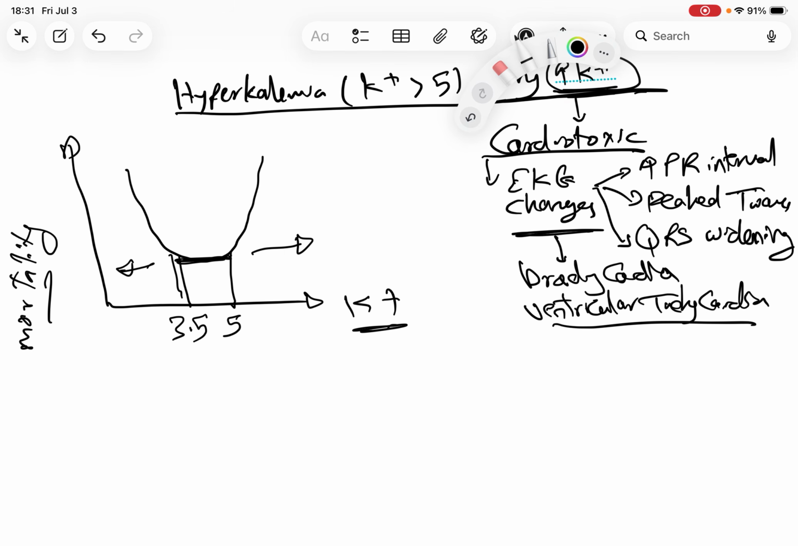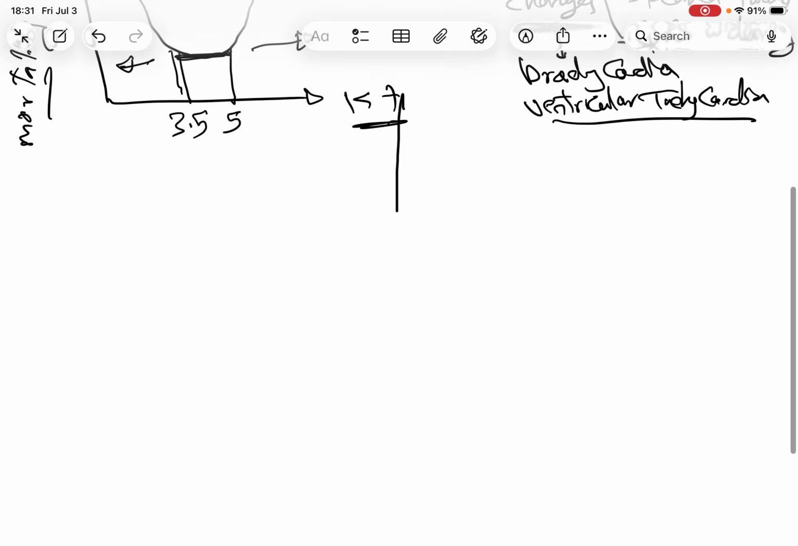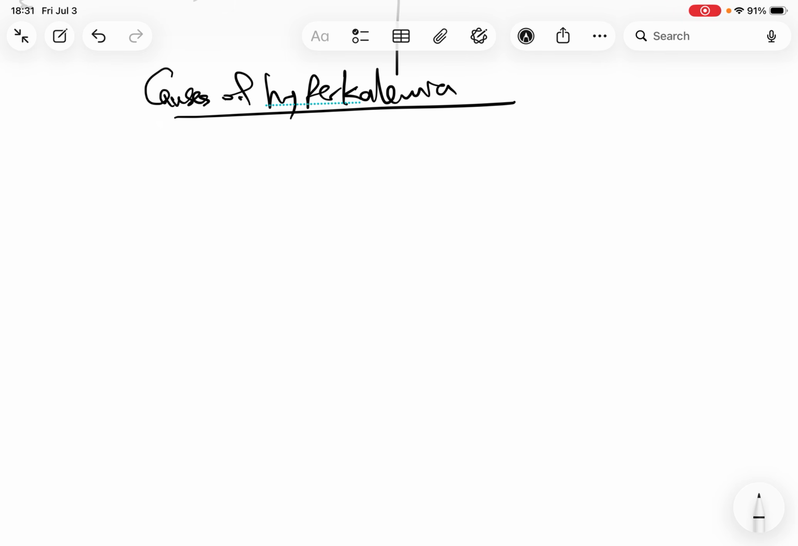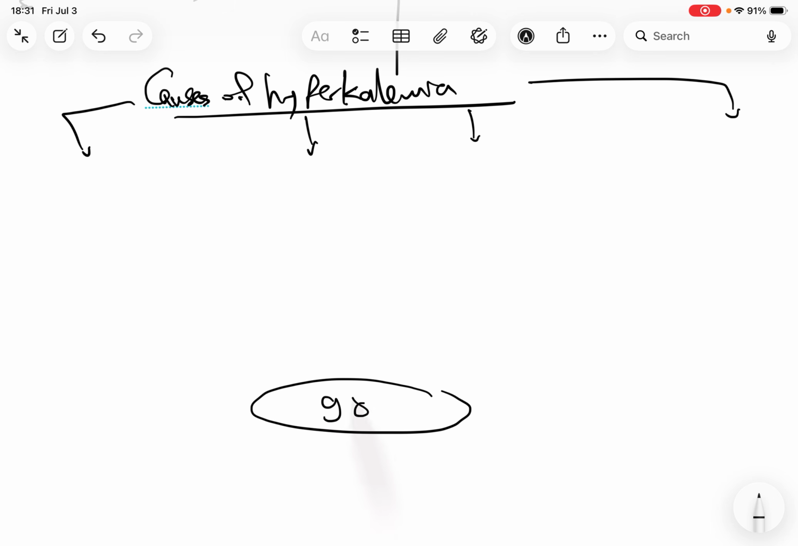Our second question is, what are the causes of hyperkalemia? The causes of hyperkalemia can be summarized in 4 big families. First thing, you should understand that most of the potassium is intracellular, and the serum potassium or extracellular potassium is just 2% of the potassium.